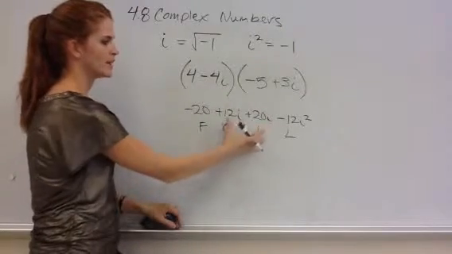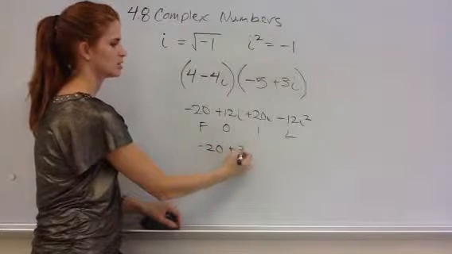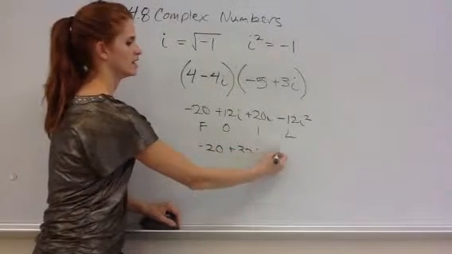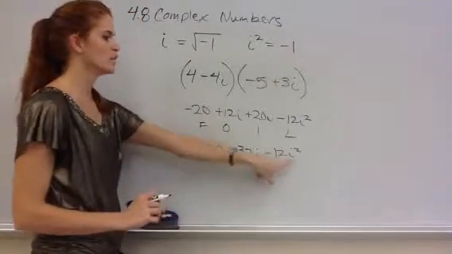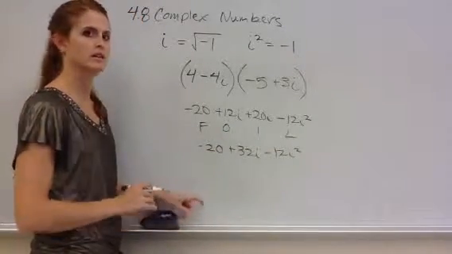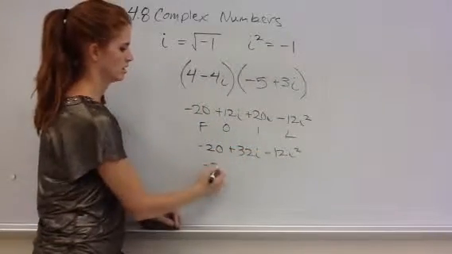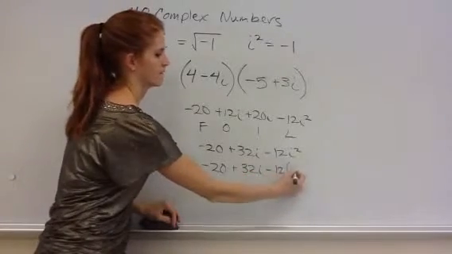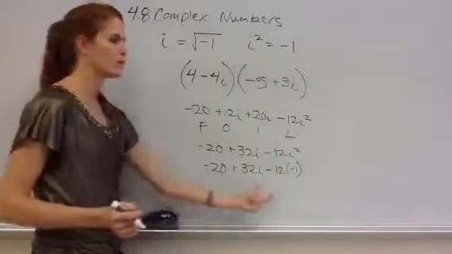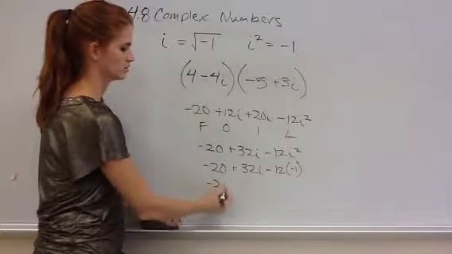So now that I multiplied it out, I want to combine my like terms. I have a negative 20 plus 32i minus 12i squared. Again, we don't like to have an i squared. So we know that i squared is a negative 1. So I put a negative 1 in here. Now I want to multiply these two, my negative 12 and my negative 1 is going to give me a positive 12.